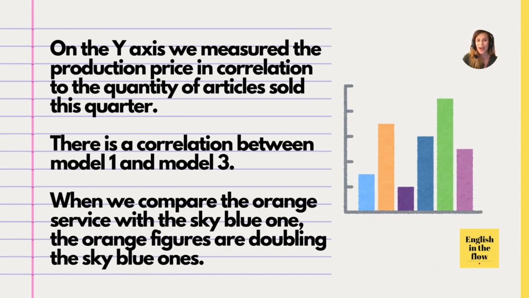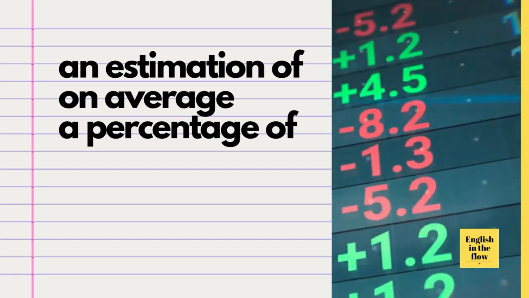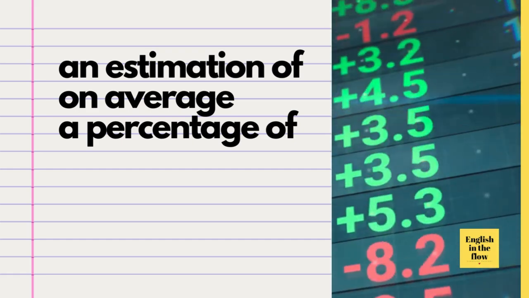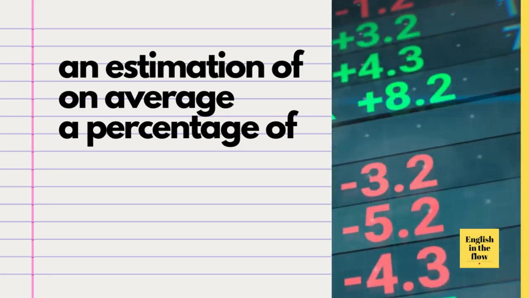On the y-axis, we measure the production price in correlation to the quantity of articles sold this quarter. There is a correlation between Model 1 and Model 3. Again, these are examples, of course. And then when we compare the orange service with the sky blue one, the orange figures are doubling the sky blue ones. In cases we do not need to use the exact numbers, we can give a fair idea of the proportions between the numbers.